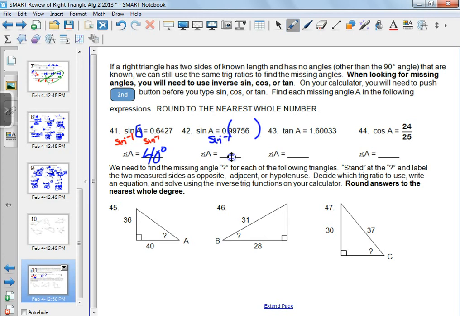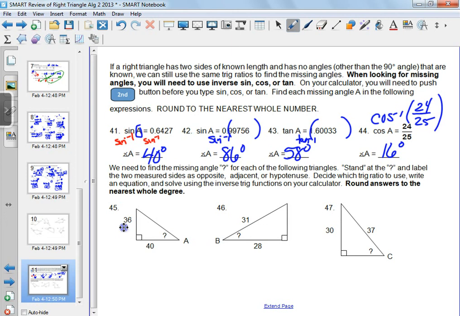So inverse sine of this decimal, when I type that in, I think it gives me 86 degrees. Here you type the inverse tangent of 1.60033, and you would get 58 degrees. And then here you type the inverse cosine, and then they give you a fraction this time instead of the decimal equivalent. So just type it in like that, and it comes out to 16.3, but the directions say to round to the nearest whole number, so we're going to say 16 degrees.